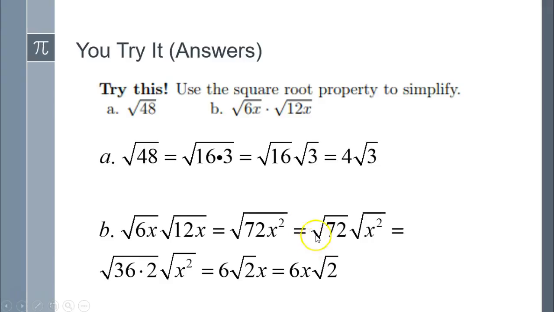72, I divide by perfect squares and I see that 36 is the biggest perfect square that goes into it. So the square root of 36 gives me the 6. I still have a 2 inside the radical, and then I have the x, but we don't usually write it in this order because it can be confusing. You don't necessarily know where that radical bar ends. So if the x is not inside the radical, we write it out in front kind of as a coefficient.